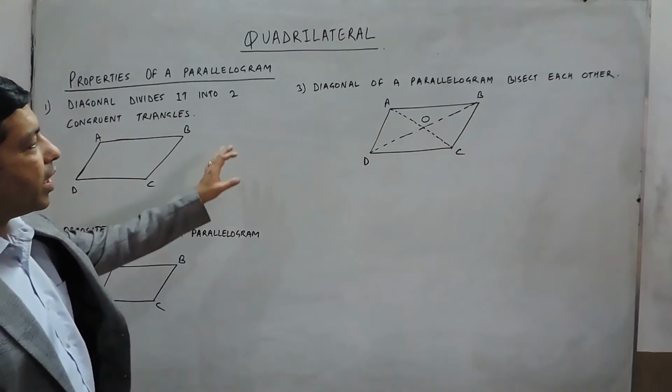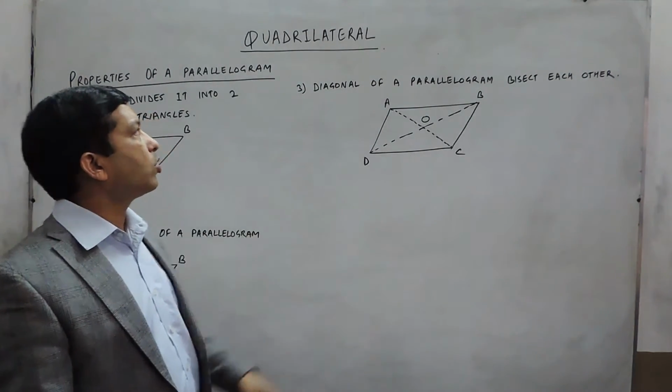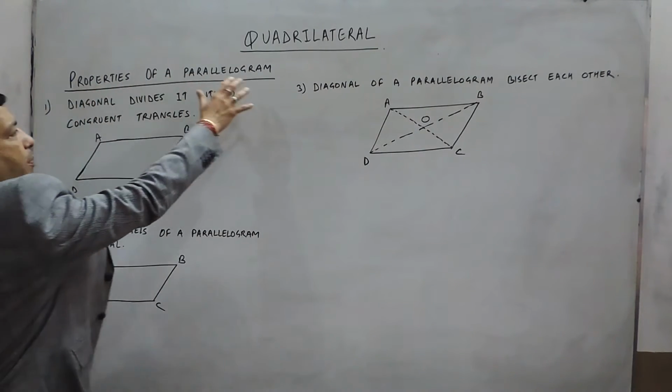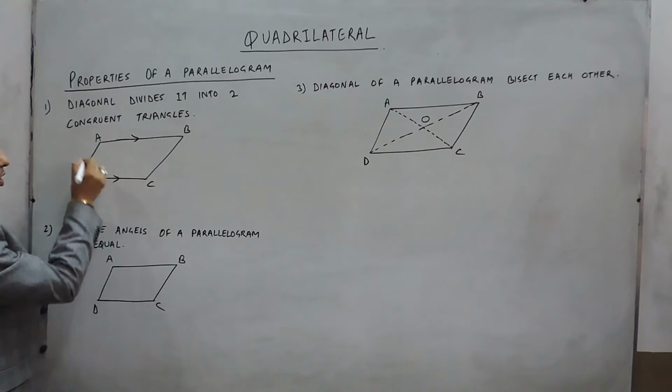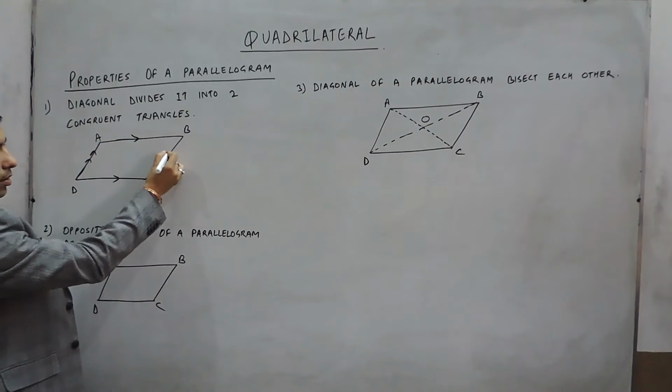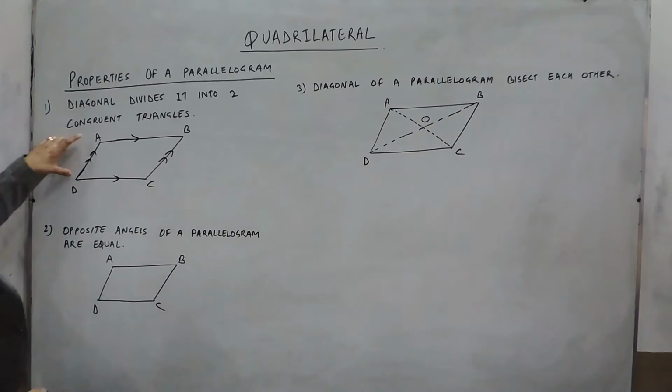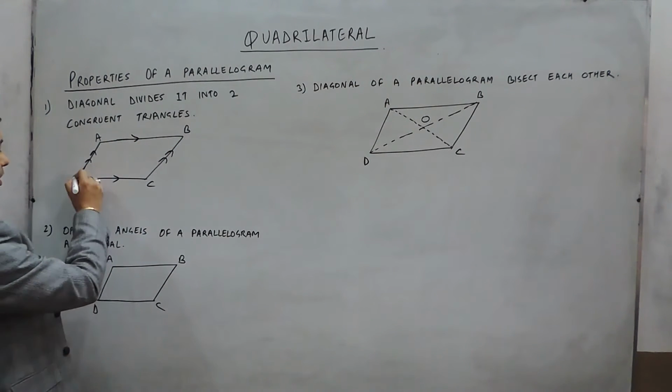Hello everyone. As we already discussed the quadrilateral, today we are talking about the properties of a parallelogram. As we already know, if both the opposite sides are parallel to each other, then only it is known as a parallelogram.